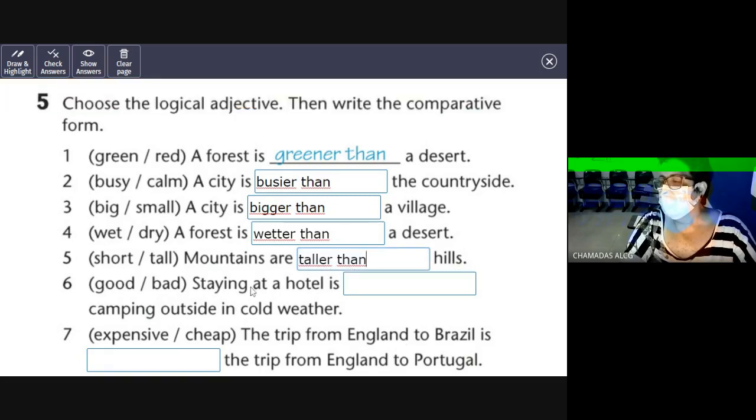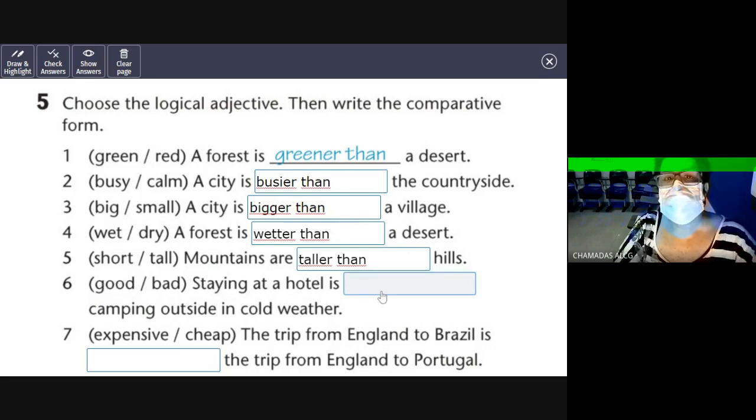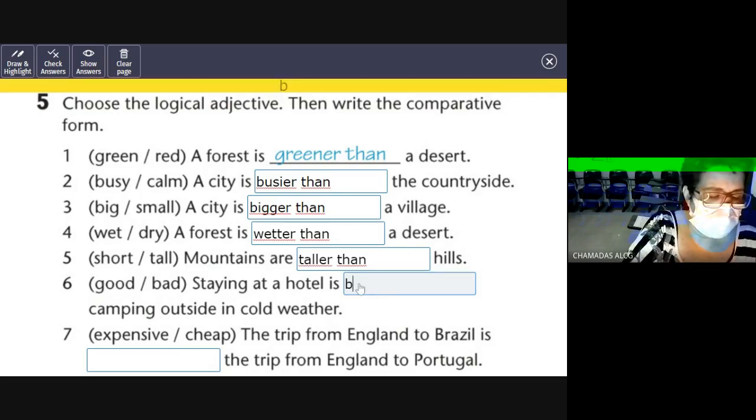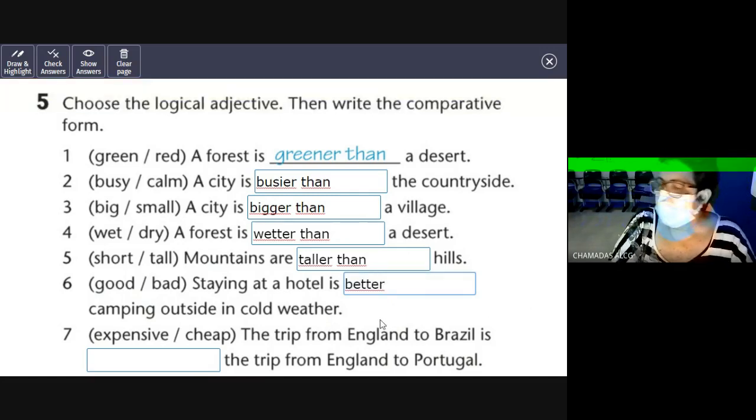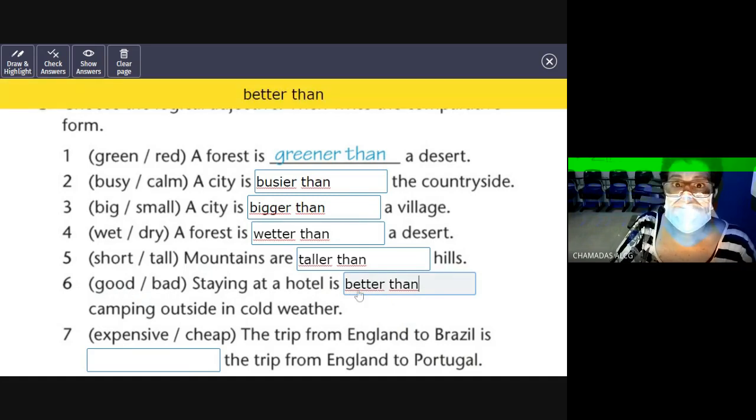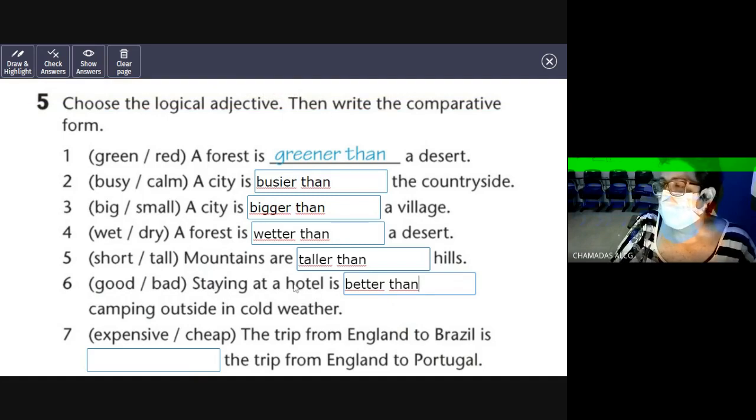Okay? Now, staying at a hotel is... So we are going to use good, all right? So what is the comparative? Better, okay? Better than, because good is irregular, okay? So good becomes better, all right? So staying at a hotel is better than camping outside in cold weather.